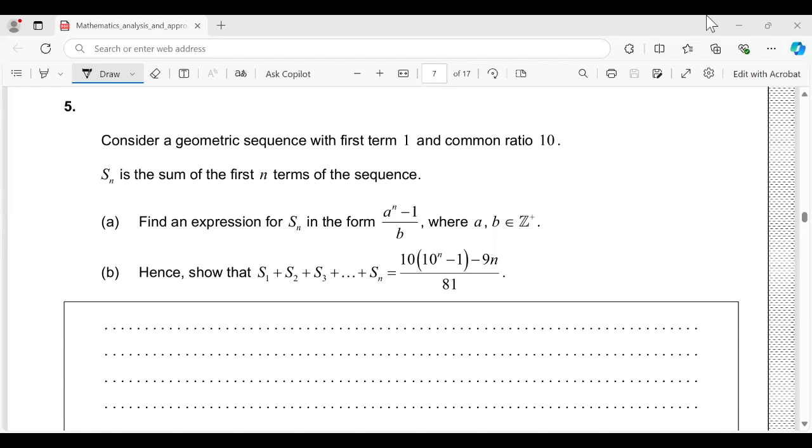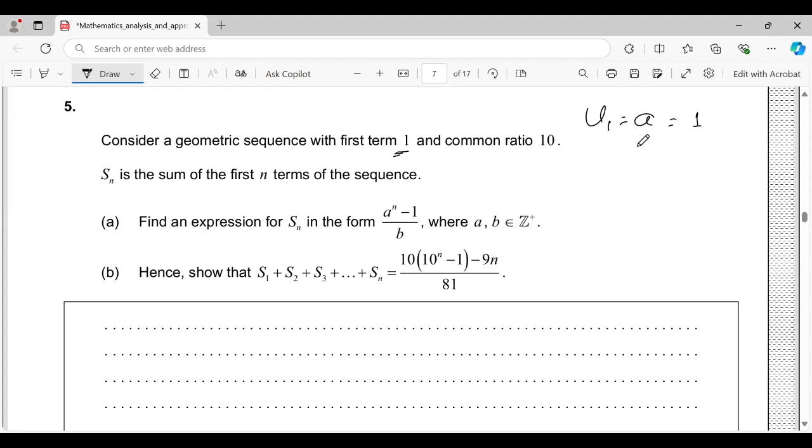Number 5, consider a geometric sequence with first term 1. The first term is 1 and the common ratio equals 10. So u first equals a equals 1, and the common ratio r equals 10. Find out Sn, the sum of the first n terms of the sequence.